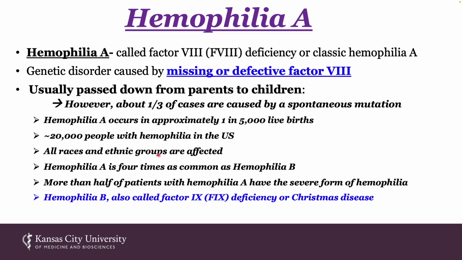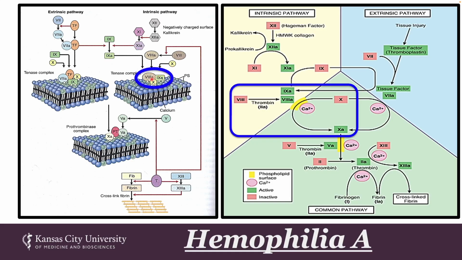All races and ethnic groups are affected. Hemophilia A is 4 times as common as hemophilia B. More than half of the patients with the A form have the severe form of hemophilia. Hemophilia B is also called factor IX deficiency or Christmas disease. It's worth noting here that in the face of deficient or absent factor VIII, the conversion of factor X to the active form is disrupted. And you can see that here as well. As a matter of fact, assaying for the presence of factor Xa is the diagnostic tool for hemophilia A.